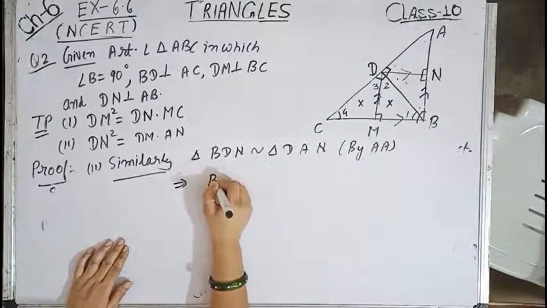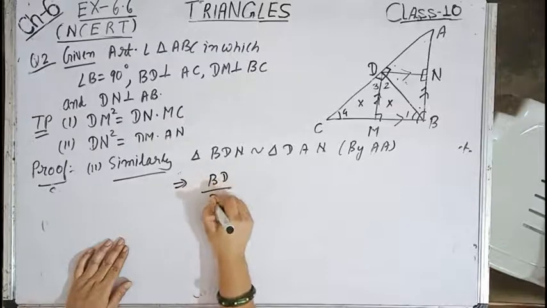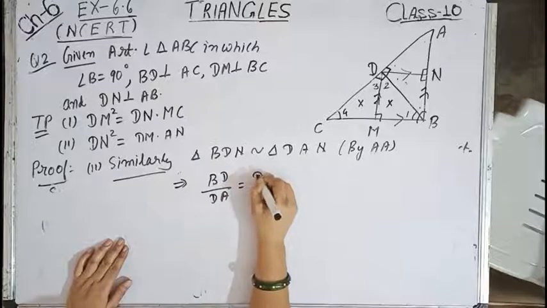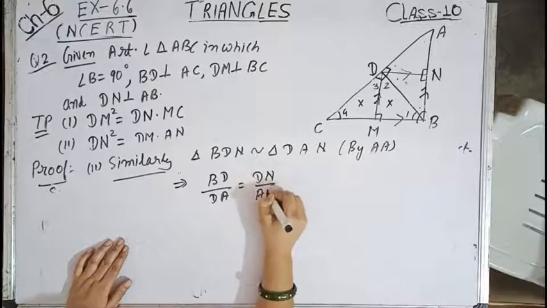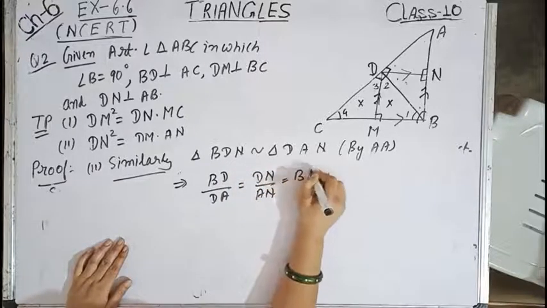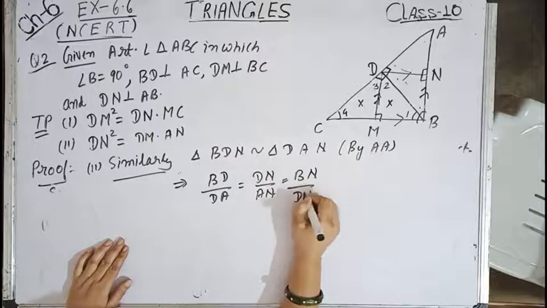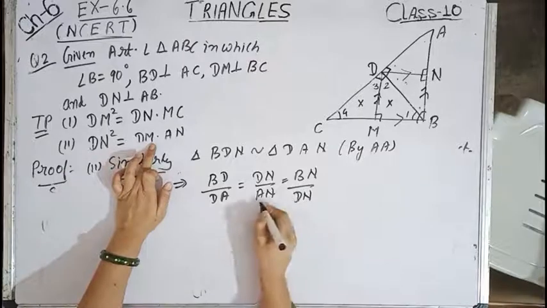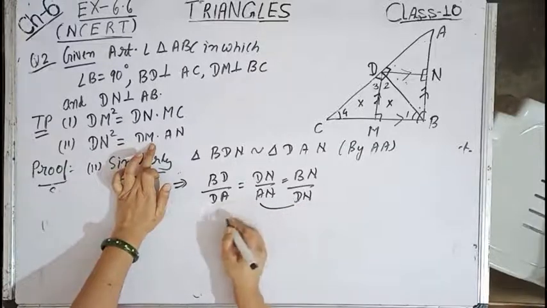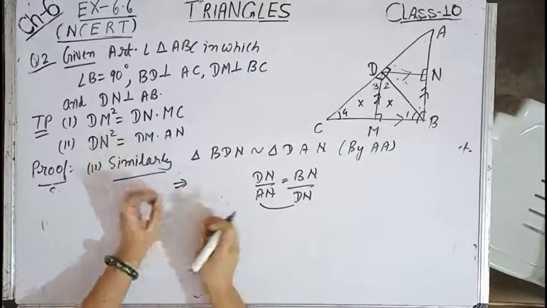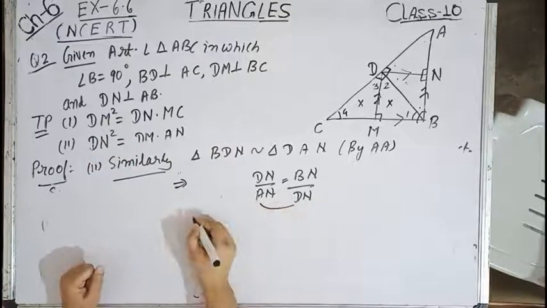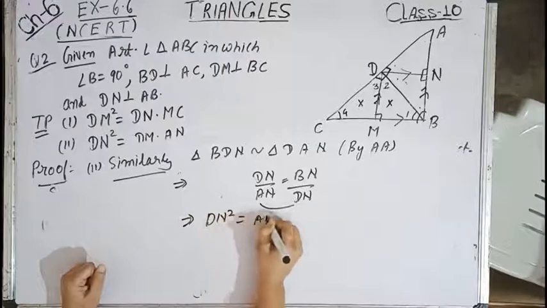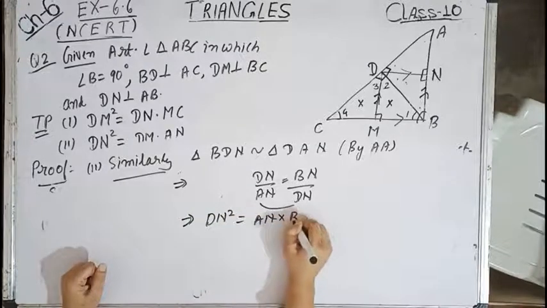This implies we can write BD by DA equals DN by AN equals BN by DN. Here I have written all three. Now these two ratios will give DN square. So better, either you rub or write 1, 2, 3. I have rubbed. So this implies DN square equals AN into BN.